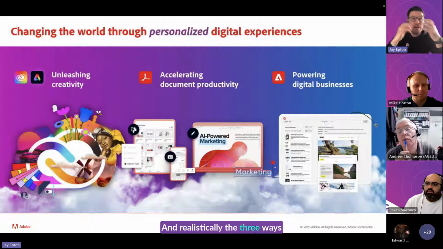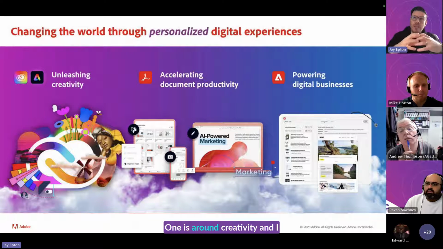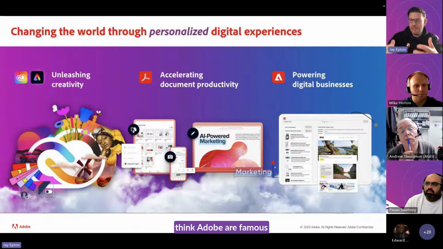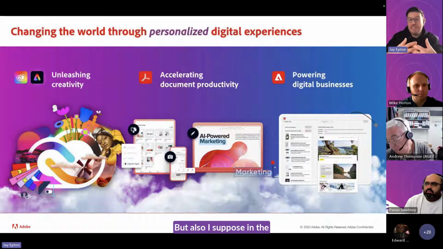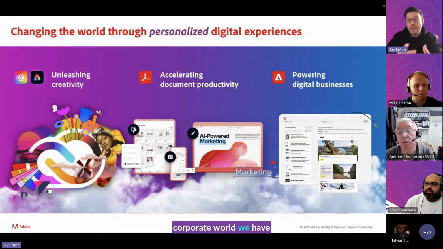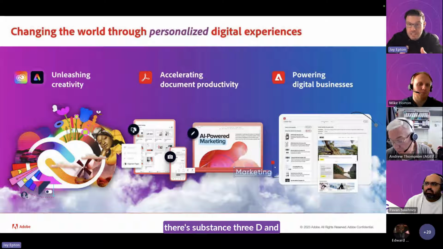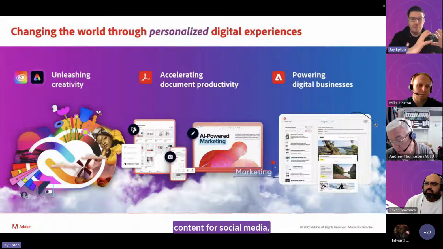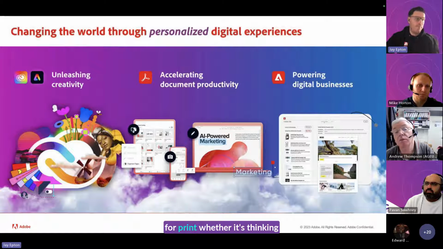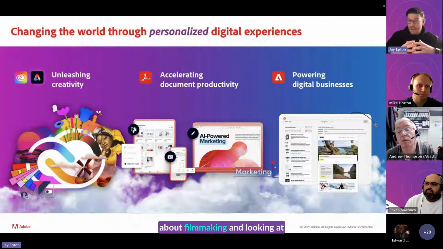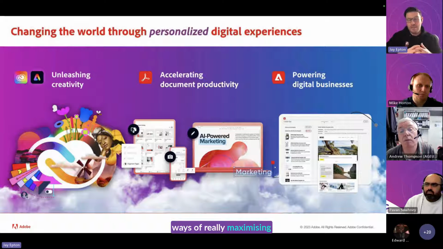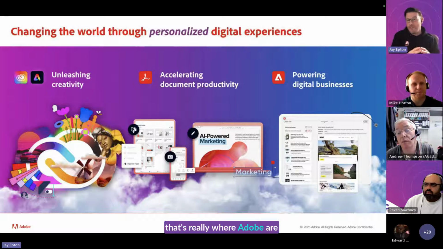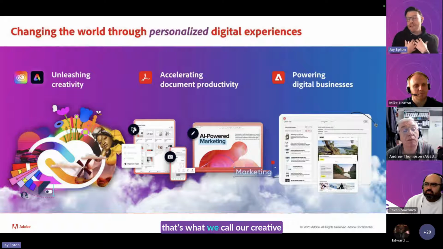And realistically, the three ways that I think of Adobe, one is around creativity. I think Adobe are famous for Photoshop, some of the consumer products that we have, but also in the business or corporate world, we have Creative Cloud, there's Substance 3D, and there's a number of technologies that, whether you're creating your own content, content for social media, content for print, or thinking about filmmaking and maximizing that production, that's really where Adobe are famous for their creativity. And that's what we call our Creative Cloud business or set of technologies.